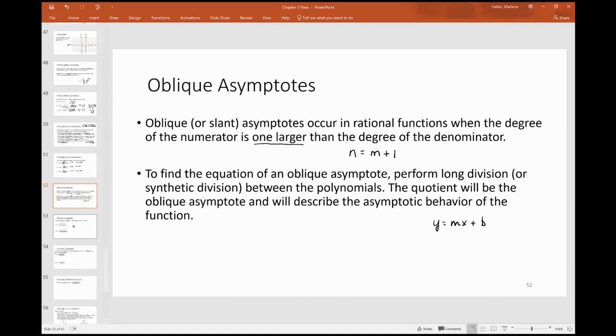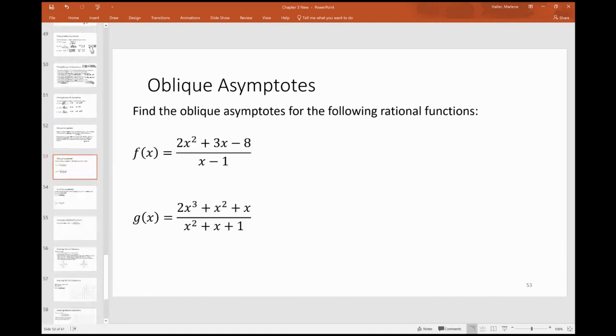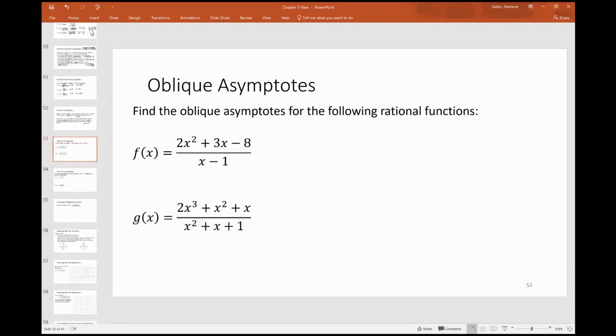All right, let's look at an example of that. Okay, so in f of x, let's see if we can find the oblique asymptote. Well, we can see the degree of the numerator is 2, the degree of the denominator is 1, right? So n is equal to m plus 1. The degree of the denominator is 1 less than the degree of the numerator. So we want to do long division then to find the oblique asymptote. All right, so let's set that up. We'll do our long division maybe right here.